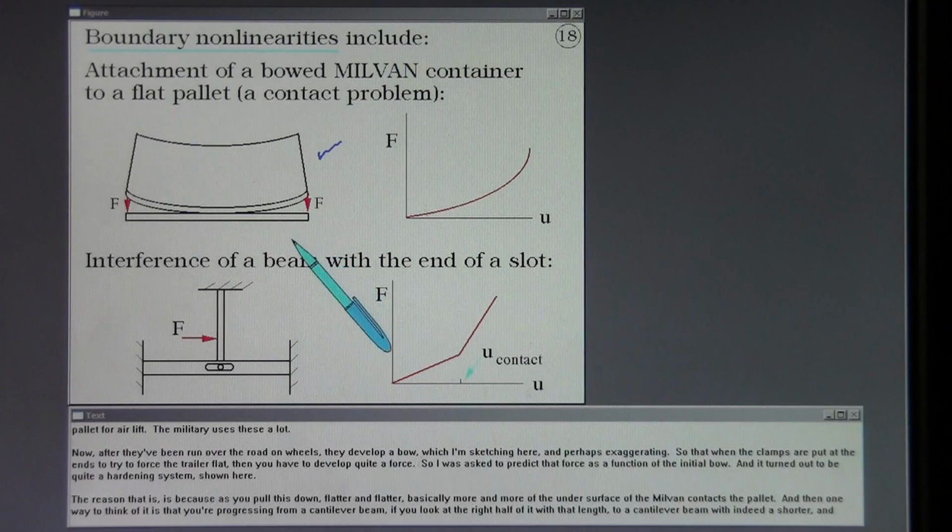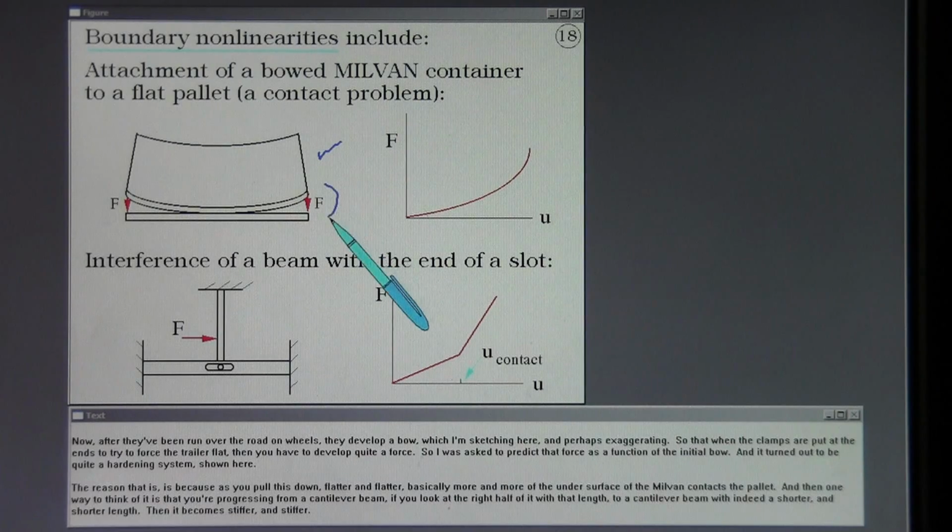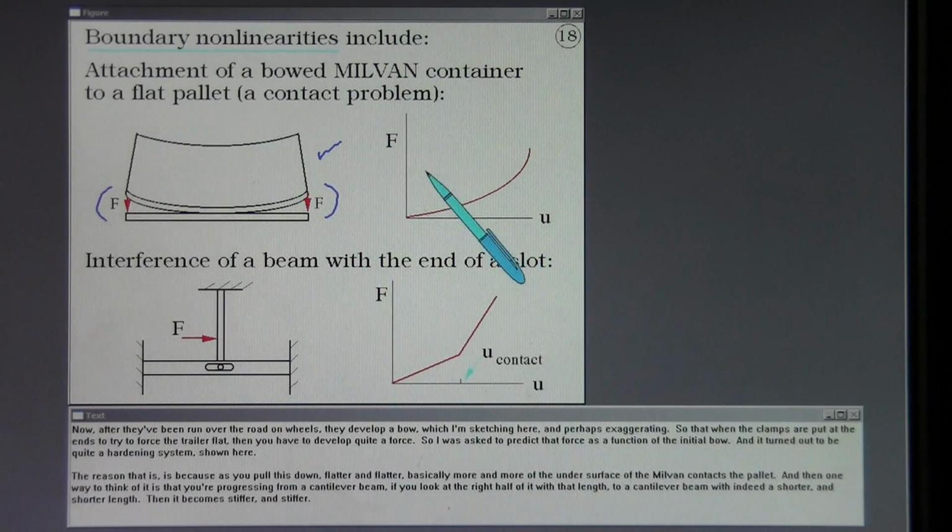Now, after they've been run over the road on wheels, they develop a bow, which I'm sketching here and perhaps exaggerating, so that when the clamps are put at the ends to try to force the trailer flat, then you have to develop quite a force. So I was asked to predict that force as a function of the initial bow, and it turned out to be quite a hardening system shown here.